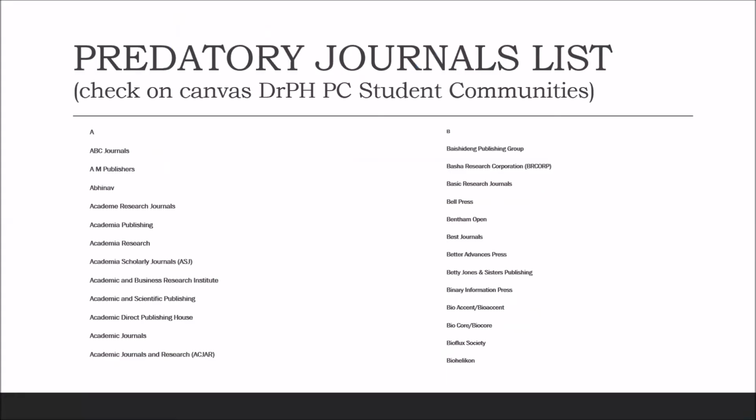That's the predatory journal list. I put here just A, B, but this list has more than 100 journals. And it's unfortunate that we have this kind of journals that are just a scheme to get your money, and then they don't publish anything.